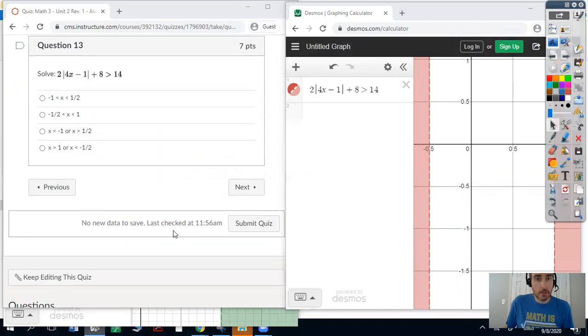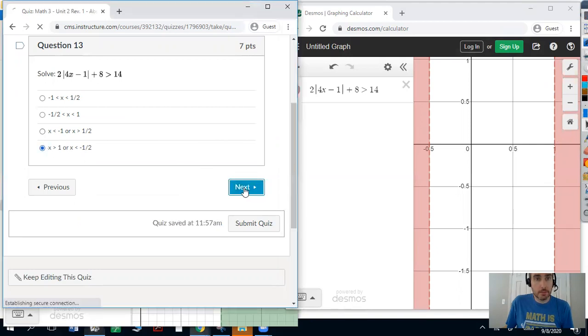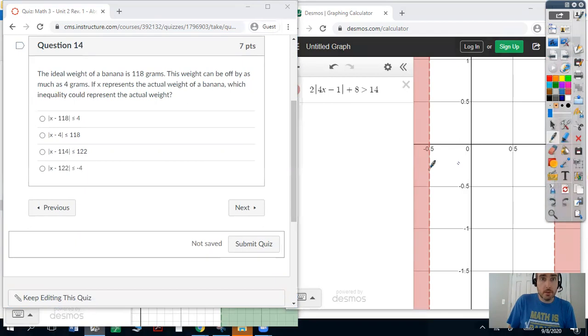All right, two more. There's the one. Okay, the ideal weight of a banana is 118 grams. This weight can be off by as much as 4 grams. What's the absolute value? It's going to look like this. Absolute value of x minus 118 less than or equal to 4. You just put the ideal weight in the middle and how much it can be off by at the end.